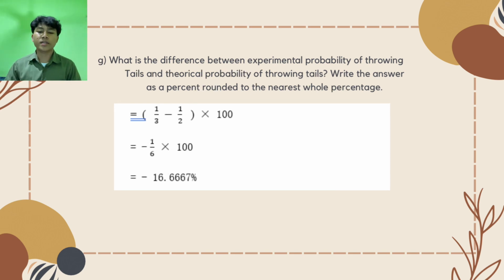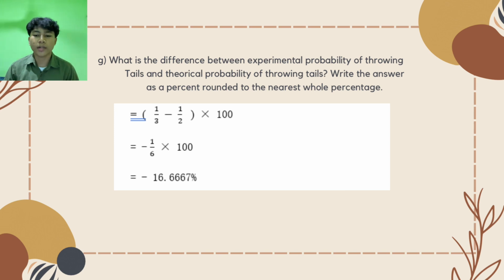So for the next question, G. What is the difference between the experimental probability of throwing tails and the theoretical probability of throwing tails? The answer is a percent rounded to the nearest whole percentage. This question also uses the same formula as before: experimental probability of throwing tails minus theoretical probability of throwing tails.